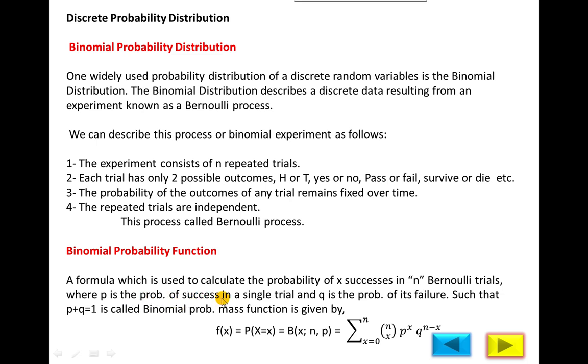So p is the probability of success in a single trial, q is the probability of its failure, such that the sum of the probability will be equal to 1. This is called the binomial probability mass function, given by this. We will use this formula for the probability of any condition when n and p are known, given. n is the number of trials, 1 time, 2 times, 3 times. p is the probability of success.